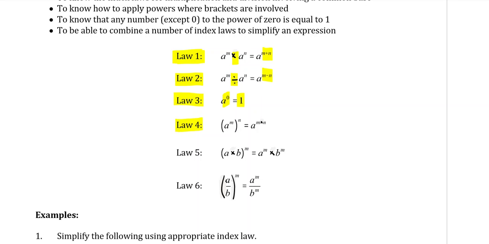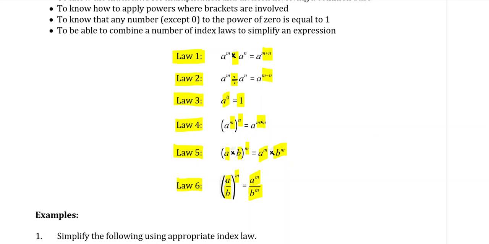Law number 4 is if you have a power inside and outside of a bracket, then you need to multiply those powers together. Law number 5, if you have 2 different bases inside your bracket, then each of those will need to be raised to the power outside, so it will be a to the m times b to the m. And law number 6, that also applies to fractions. If you have got an a over b inside your bracket, then both the a and the b will need to be raised to the power of m to expand it out.